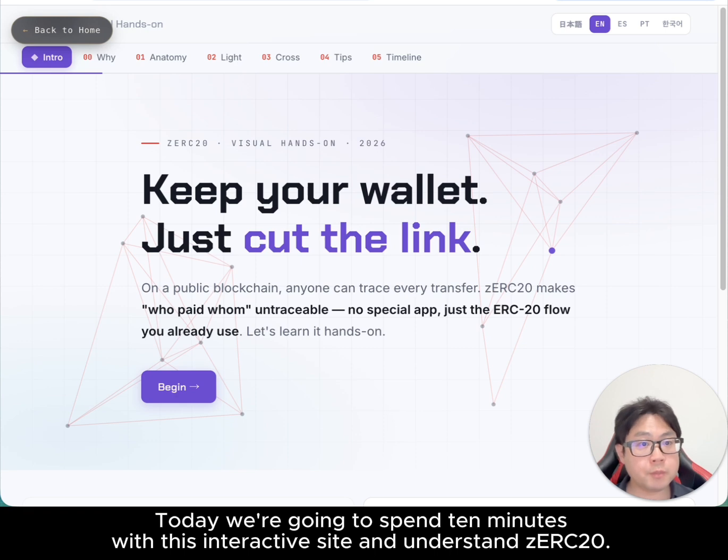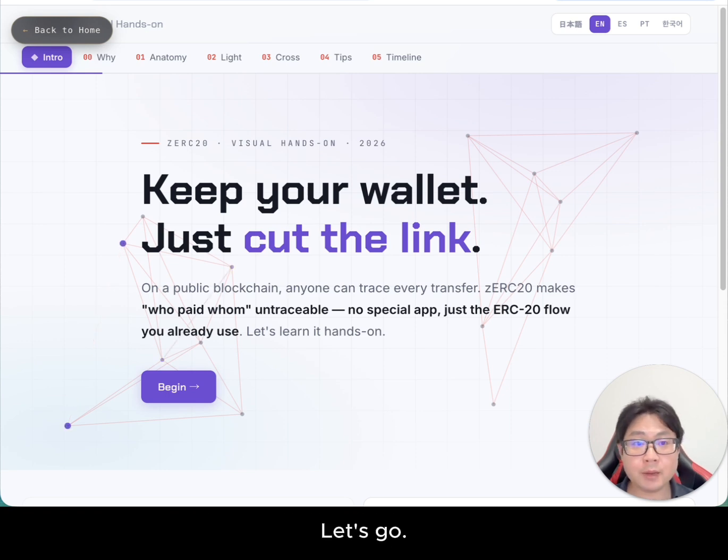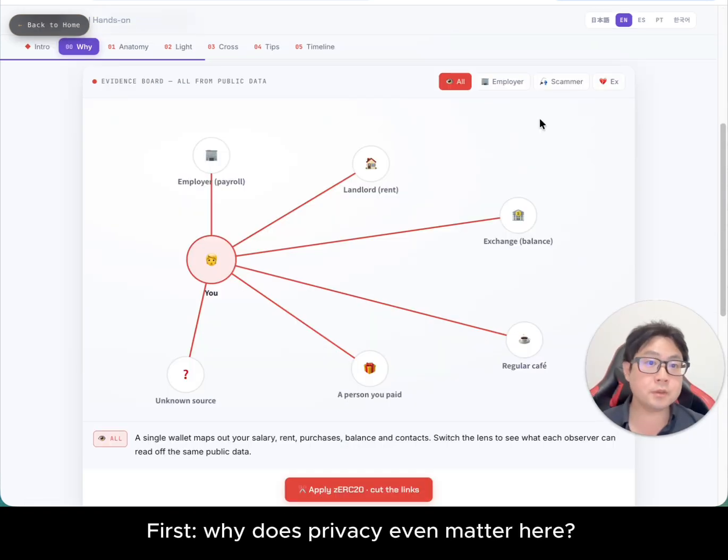Today, we are going to spend 10 minutes with this interactive site and understand zERC20. And the whole idea fits in one line. Don't hide it, make it indistinguishable. Then, let's go. First, why does privacy even matter here?